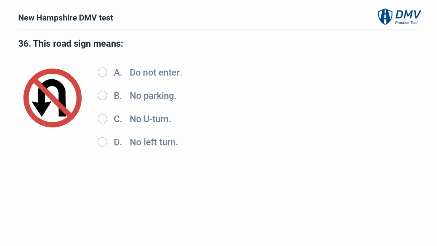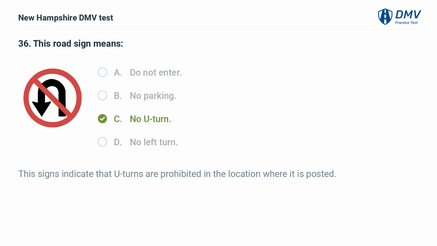This road sign means A. Do not enter. B. No parking. C. No U-turn. D. No left turn. C. No U-turn. These signs indicate that U-turns are prohibited in the location where it is posted.